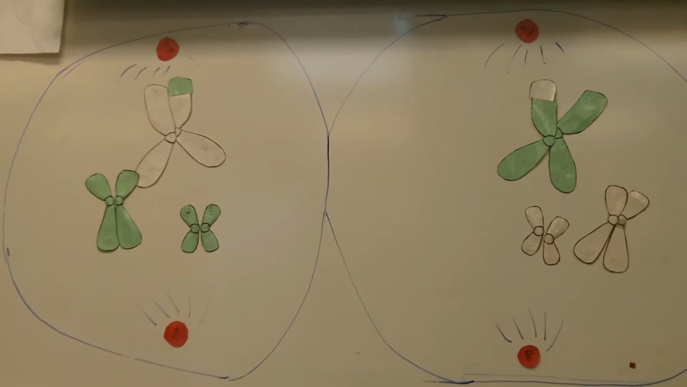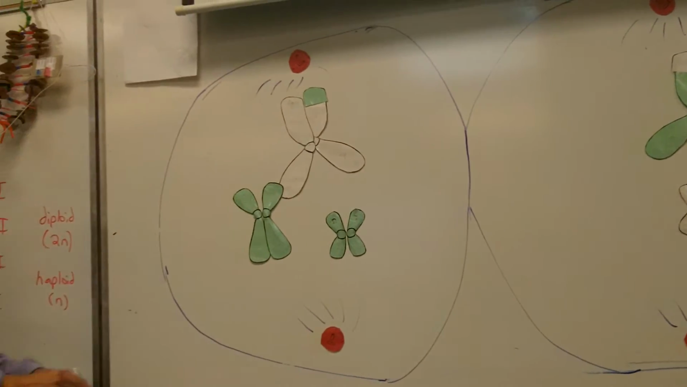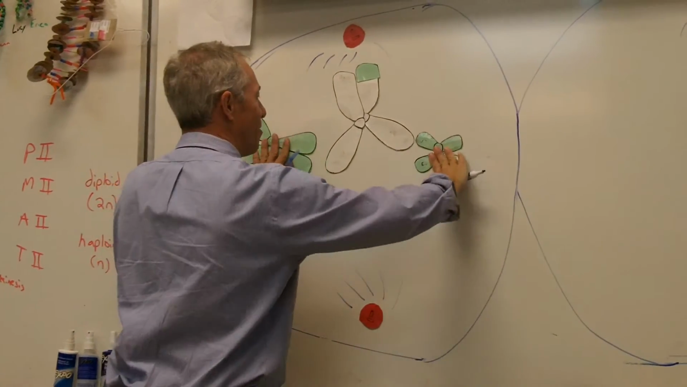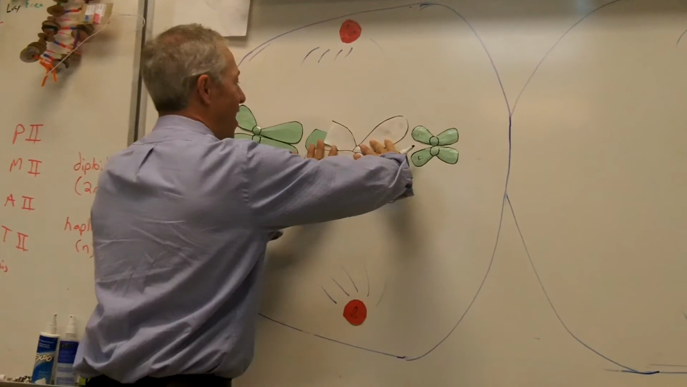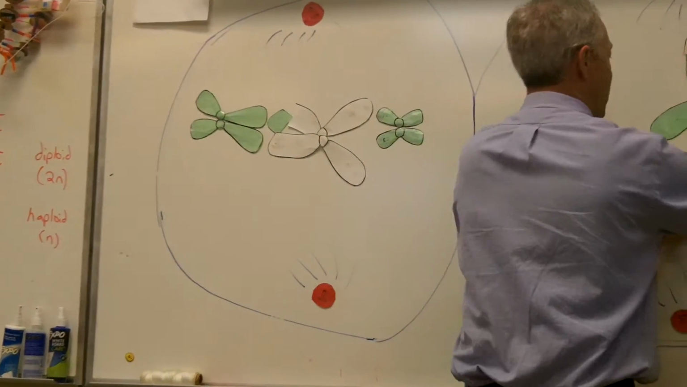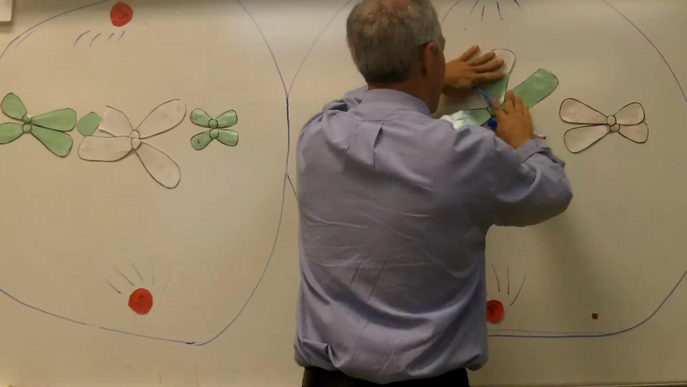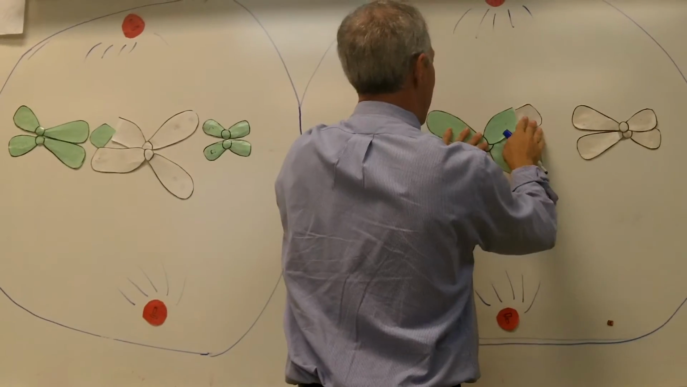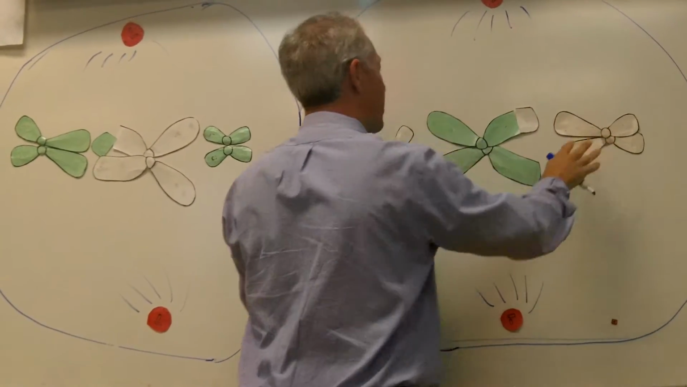What happens in metaphase 2? They line up in the middle. Yes, they line up in the middle. All lined up. And these over here, all lined up. That's metaphase 2.